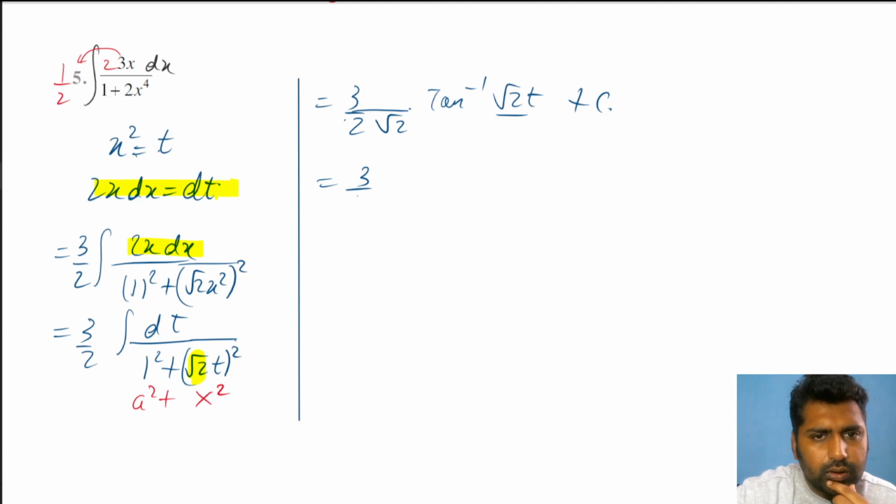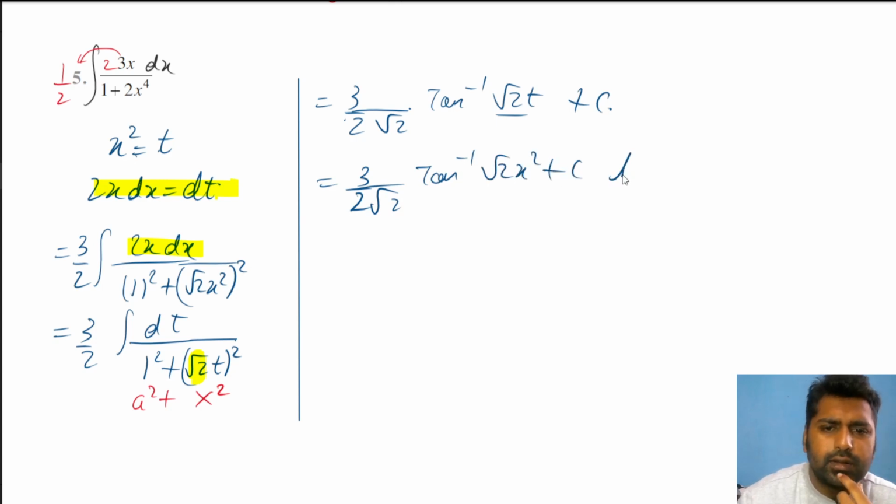Root 2t, but our answer should be in x, no? So 3 by 2 root 2 tan inverse root 2 x square plus c. Final answer is this, of course.